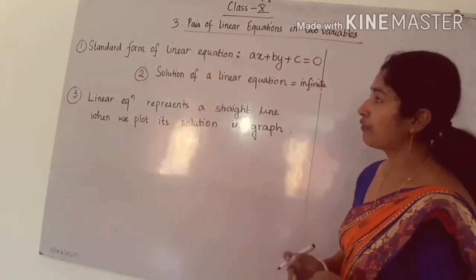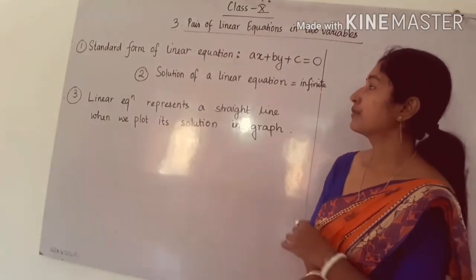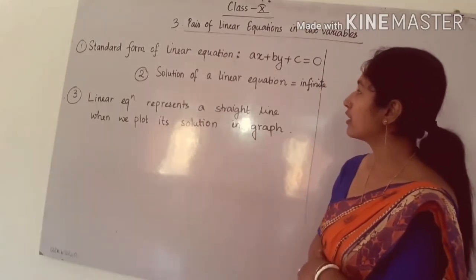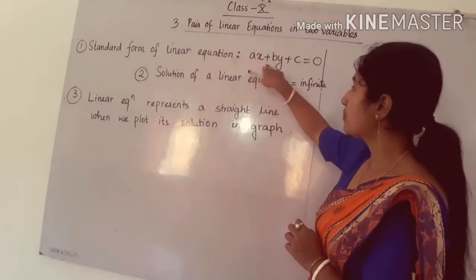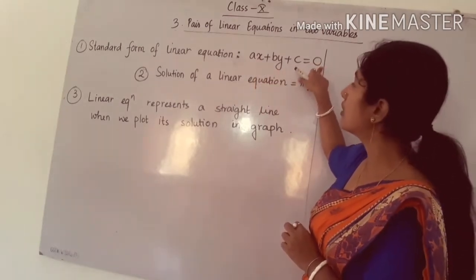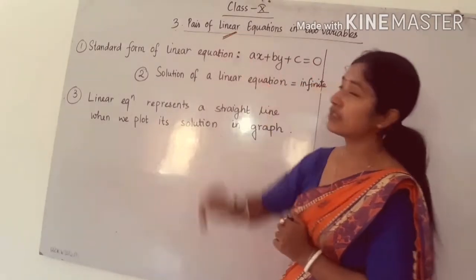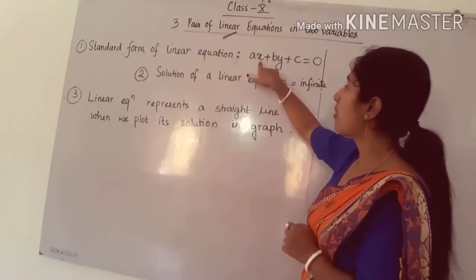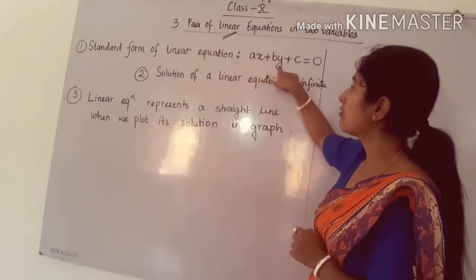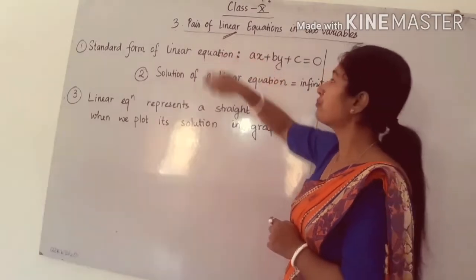So first of all we will recall some points. What were the points? Number 1, the standard form of a linear equation: ax plus by plus c equal to 0. This is the standard form of a linear equation. You already know the meaning of linear. Linear means having degree 1. So here the power of variables x and y is 1. That is why it is called linear.